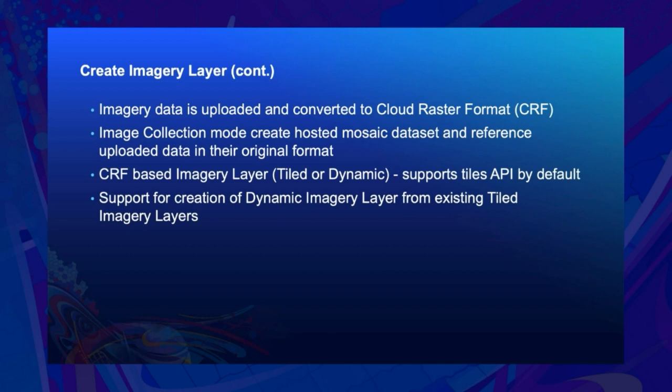And when you are publishing cloud raster format based imagery layers, either it's dynamic or tile imagery layers, the tile API is enabled automatically by default at the service endpoint. Therefore, the client can utilize this API to support optimized rendering. And there's also additional capability we provide, which is to allow users to create a new dynamic imagery layer to manage existing tile image layers they have created earlier in the organization.